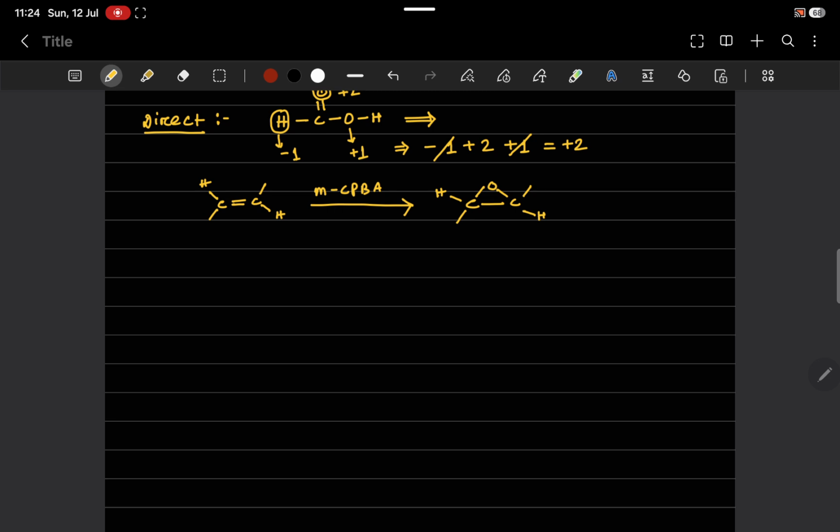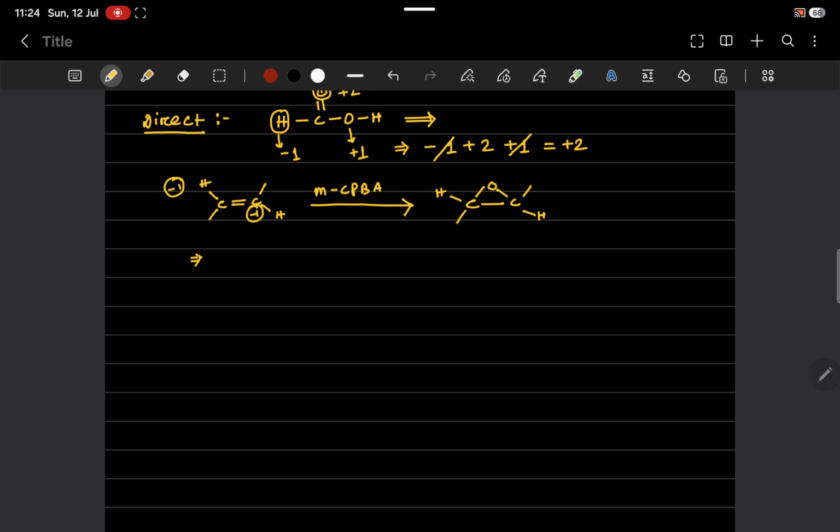So do you think this is an oxidation process? Of course, this is an oxidation process. So what will we get? We will get a very simple thing. How can we find out the oxidation number? See, carbon is connected or bonded with one hydrogen, and I have already mentioned that when hydrogen is attached, then if we go by the direct method, we should consider it -1. So it is also -1.